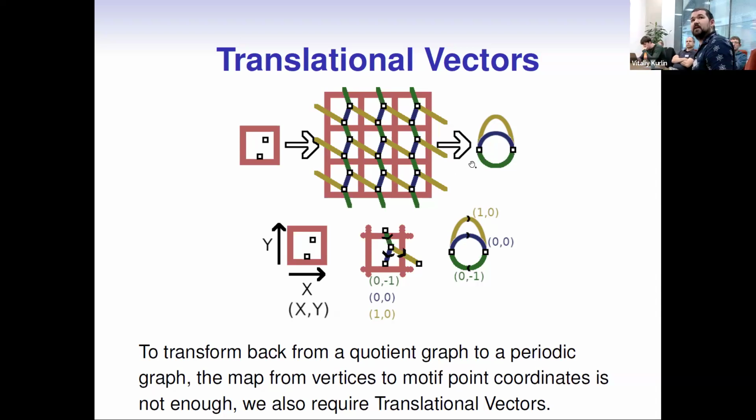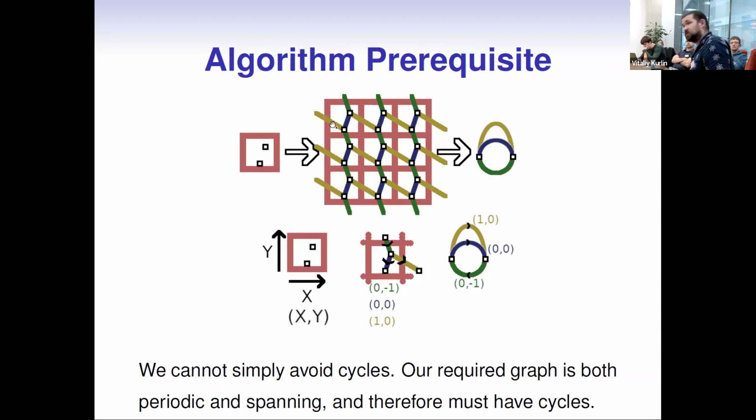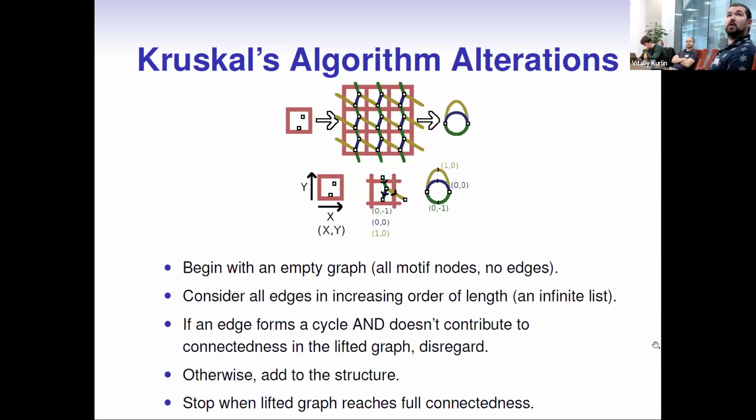So what we're currently doing is, I will just go to the actual full algorithm here. We're starting with an empty graph, and we consider all edges in increasing order of length, which is an infinite list. If I've got a little bit of time at the end, I can explain how we go about this process because it's not trivial. But in this context, let's just assume that we've got that list and we can just pick edges out of it. Now the problem is sometimes we will add these edges in here and we'll create a cycle.